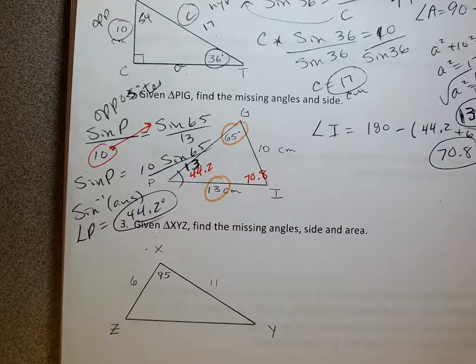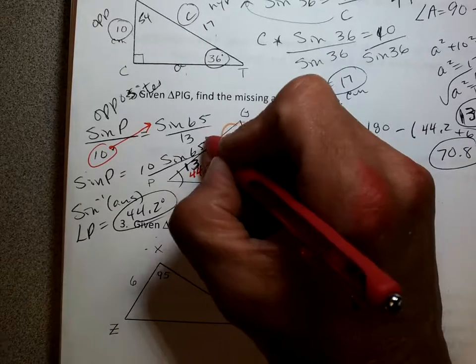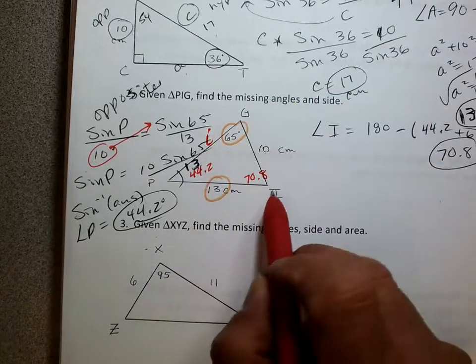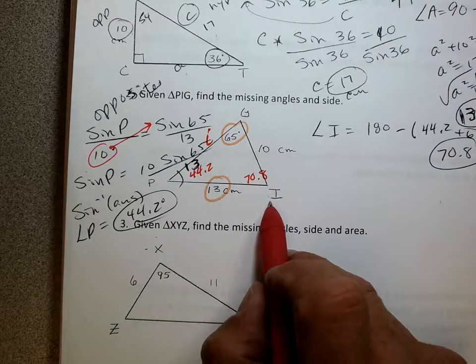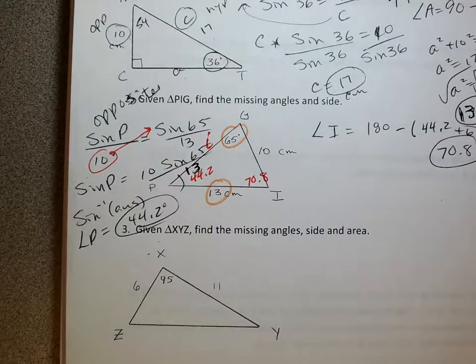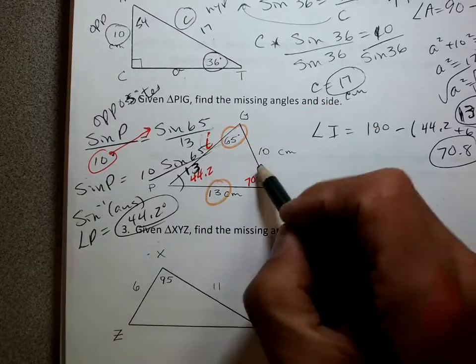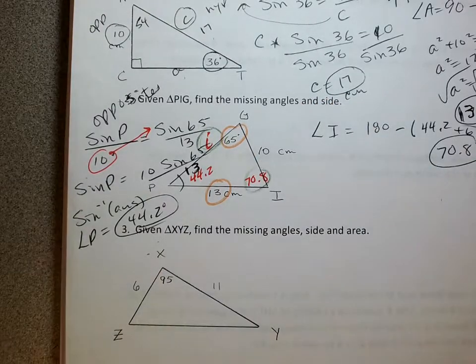Now I've got to find my other opposite. I've got to find little i. This is angle I, and that's little i, right? So I've got to find my other opposite. Again, if I have opposites, I'm going to use my law of sines. So here's opposites and opposites, right? Let's set it up.